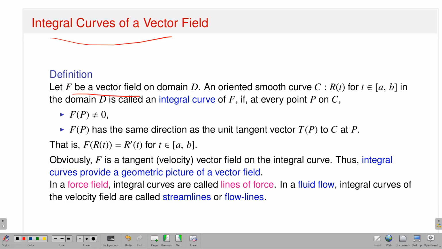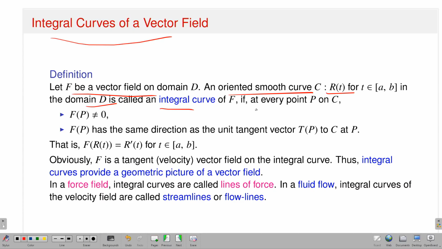Let capital F be a vector field over a domain D. Take an oriented smooth curve C in domain D, and suppose that the oriented smooth curve C has a parameterization r(t). It is called an integral curve of F if the following conditions are satisfied.